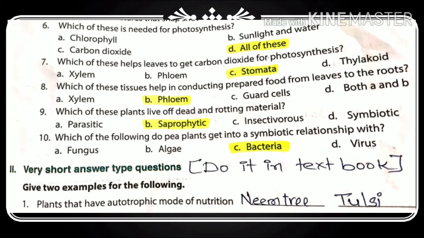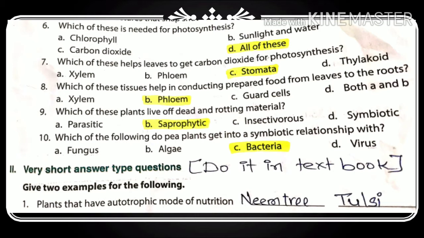Then sixth is, which of these is needed for photosynthesis? Now again, conditions for photosynthesis. Accordingly you have to see the options, either chlorophyll, sunlight, water or carbon dioxide. So here we know that all these 4 are required for the photosynthesis process. So the answer is D, all of these.